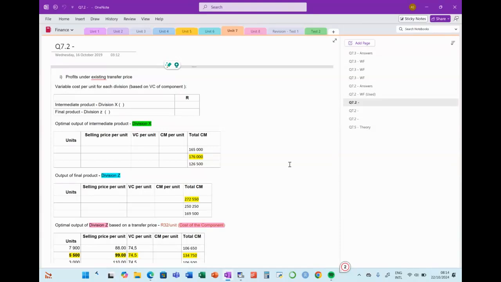And then up top it says Division X manufactures a single standardized component. Some of its output is sold externally, and the remainder is transferred to Division Z, where the component is used as an input in the manufacturing process. Then you can see the unit costs of Division X are as follows. Okay, so these are the unit costs of Division X, which sells a component to Division Z and sells that same component externally.